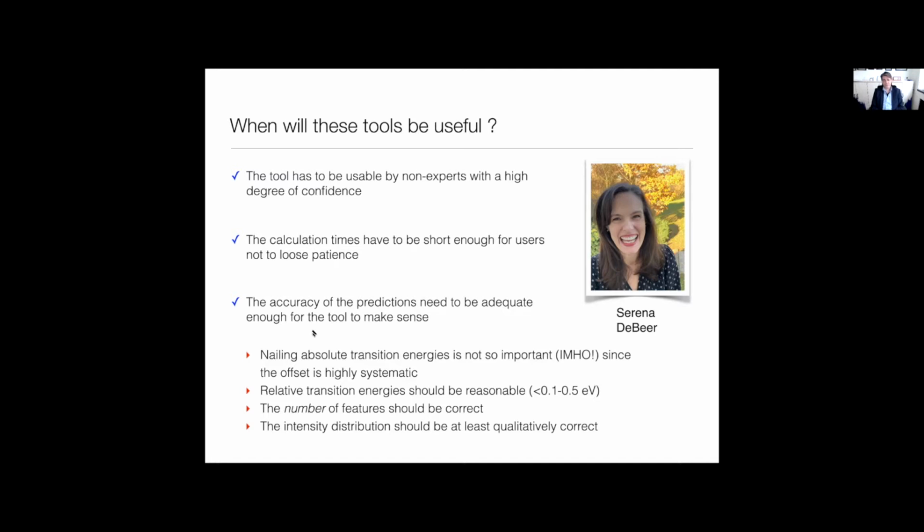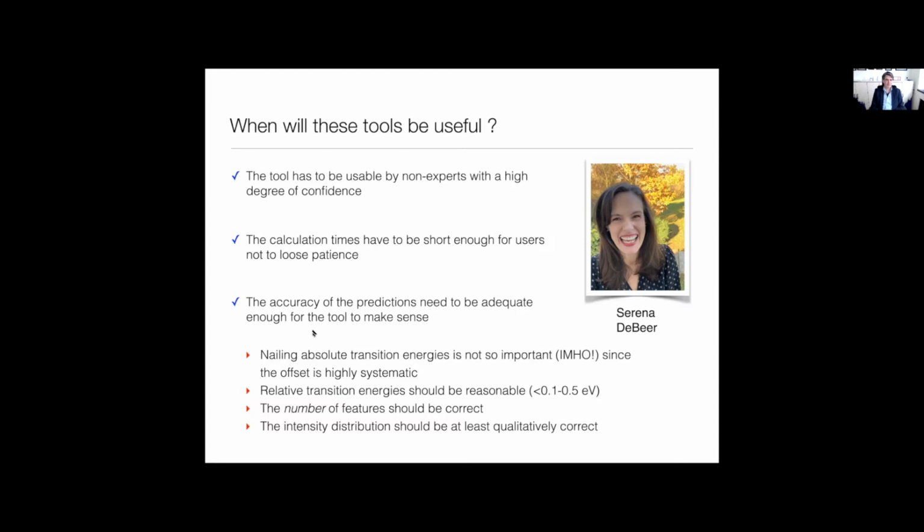But the relative transition energies, they should be reasonable, and I'd say it's best if the errors are not exceeding a few tenths of an electron volt. And maybe half an electron volt may be acceptable, and unfortunately that's the type of error we frequently have, but it shouldn't be much larger than that before the tool starts to be too inaccurate to be usable.